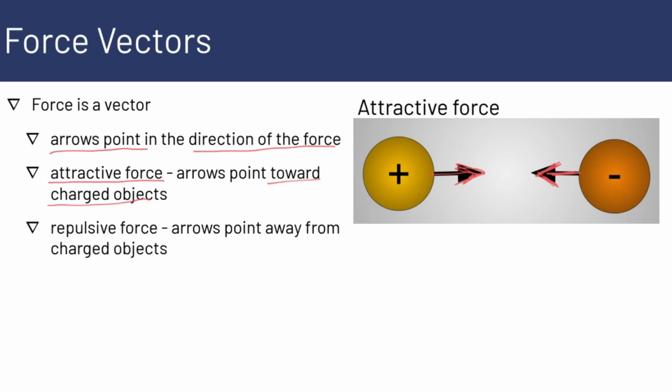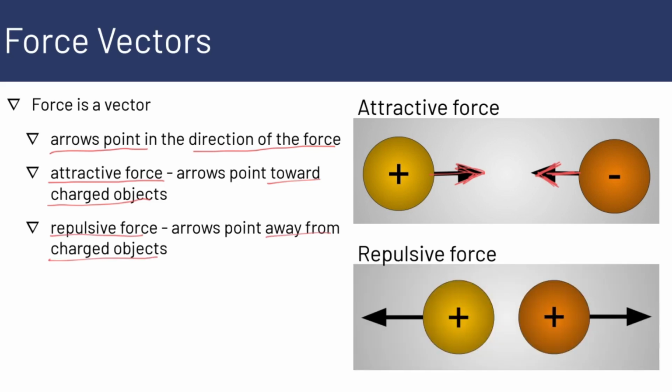So for repulsive forces, the arrow points away from the charged objects. So here's another example. We have the repulsive force. Here we have two positively charged objects, and so the arrow for the force vector points opposite. It points away from the charged objects.